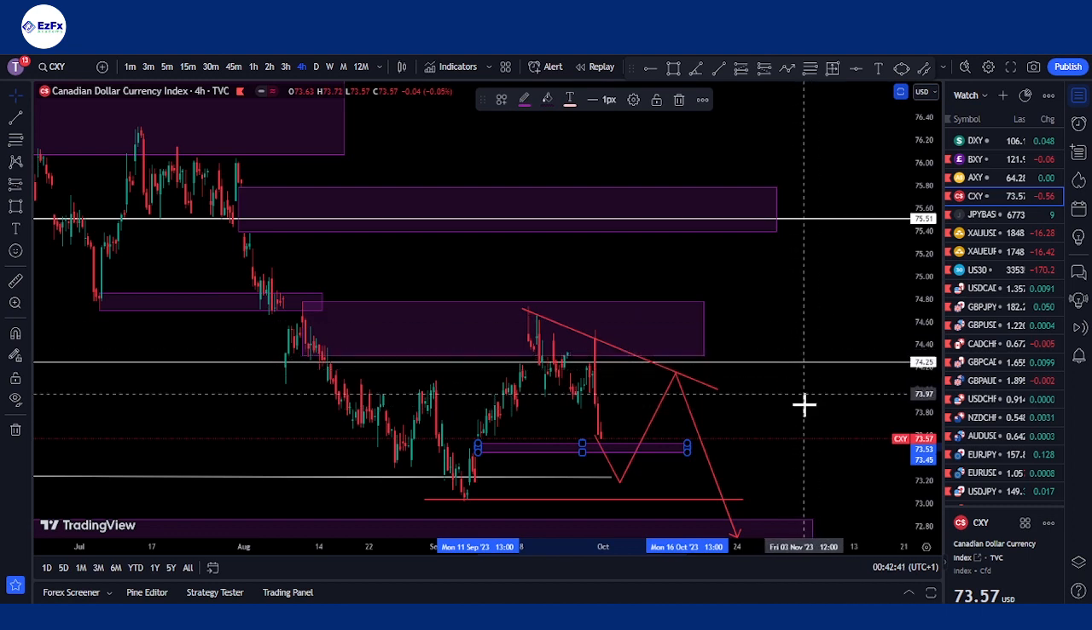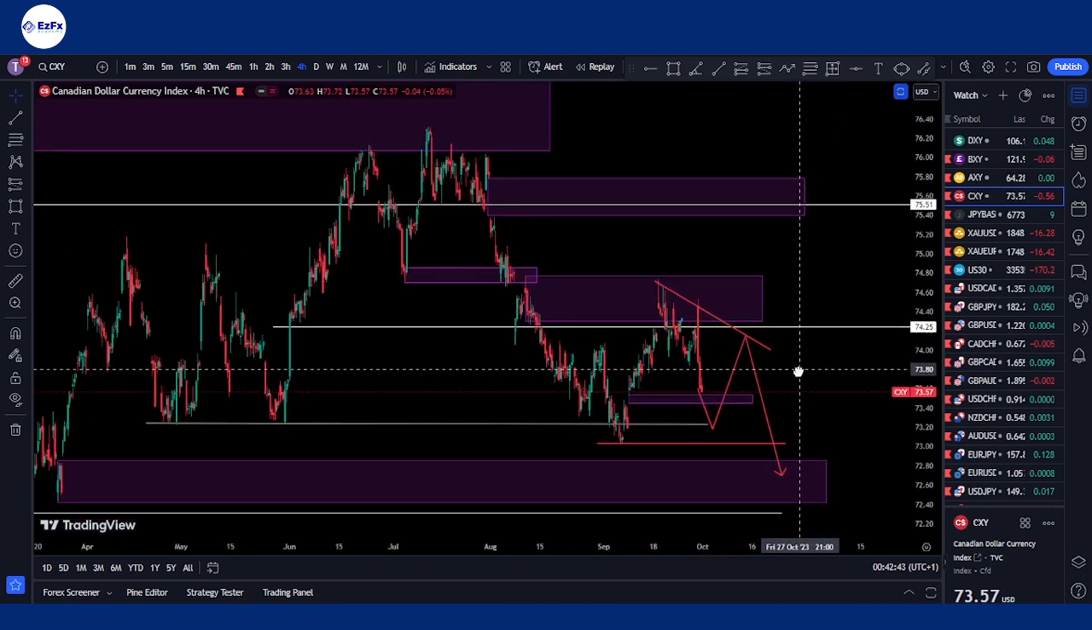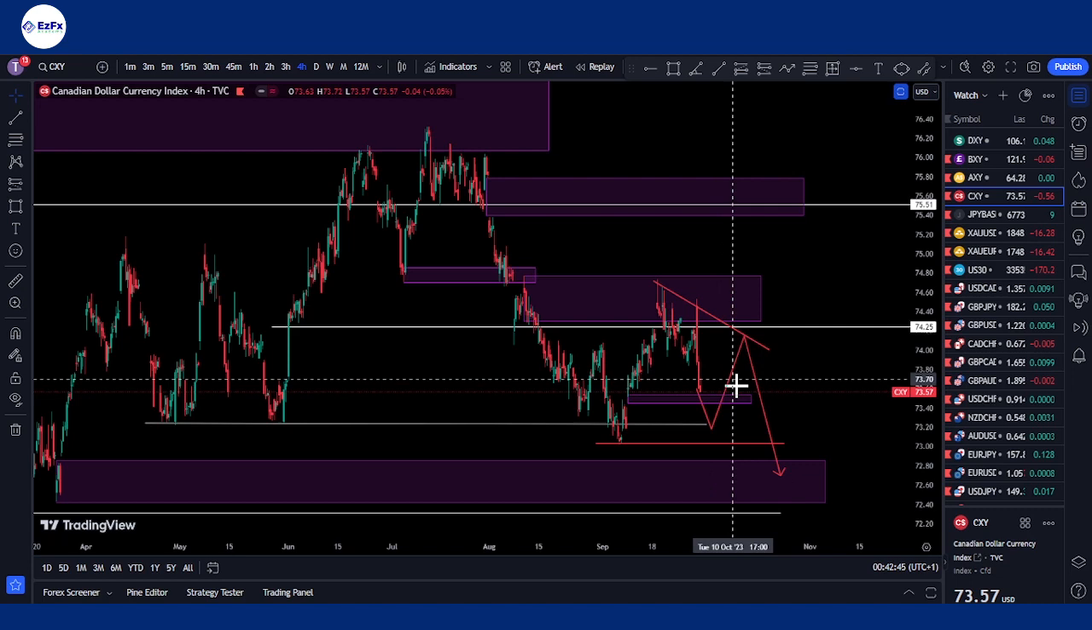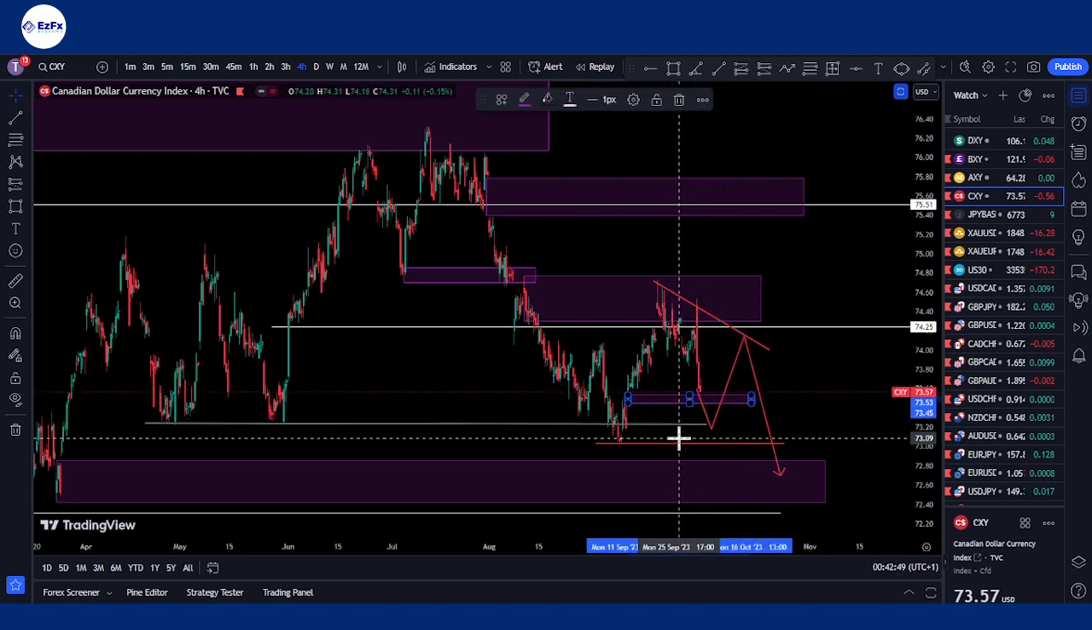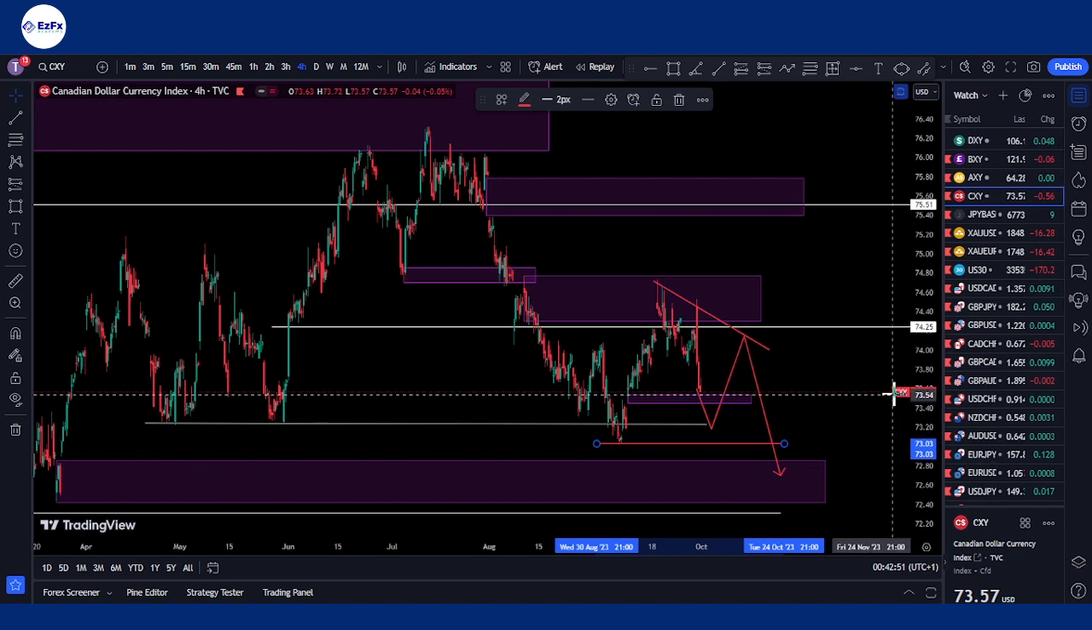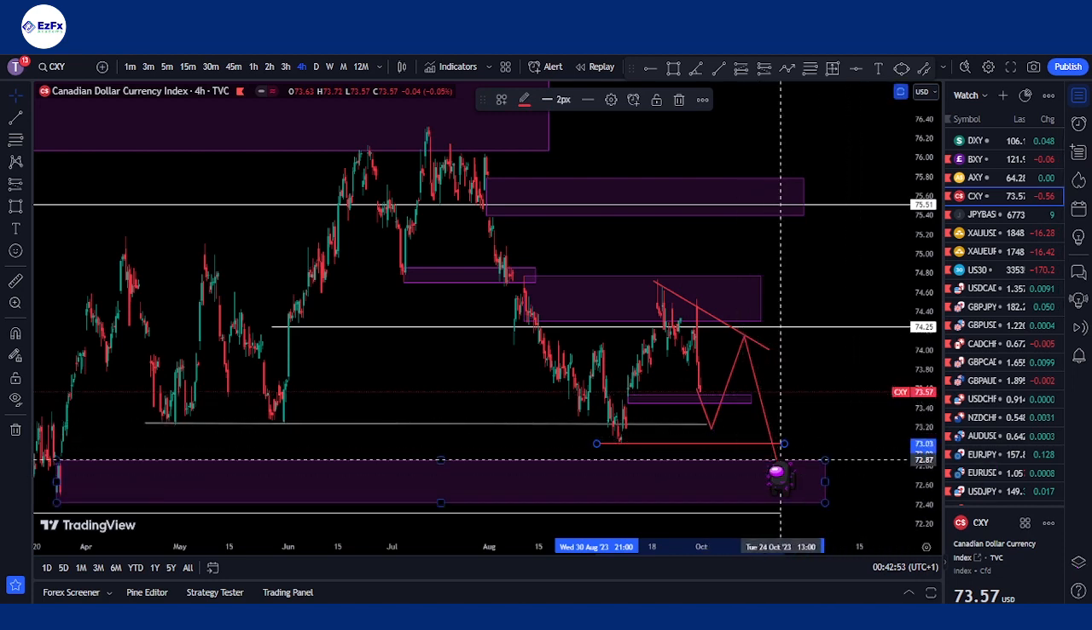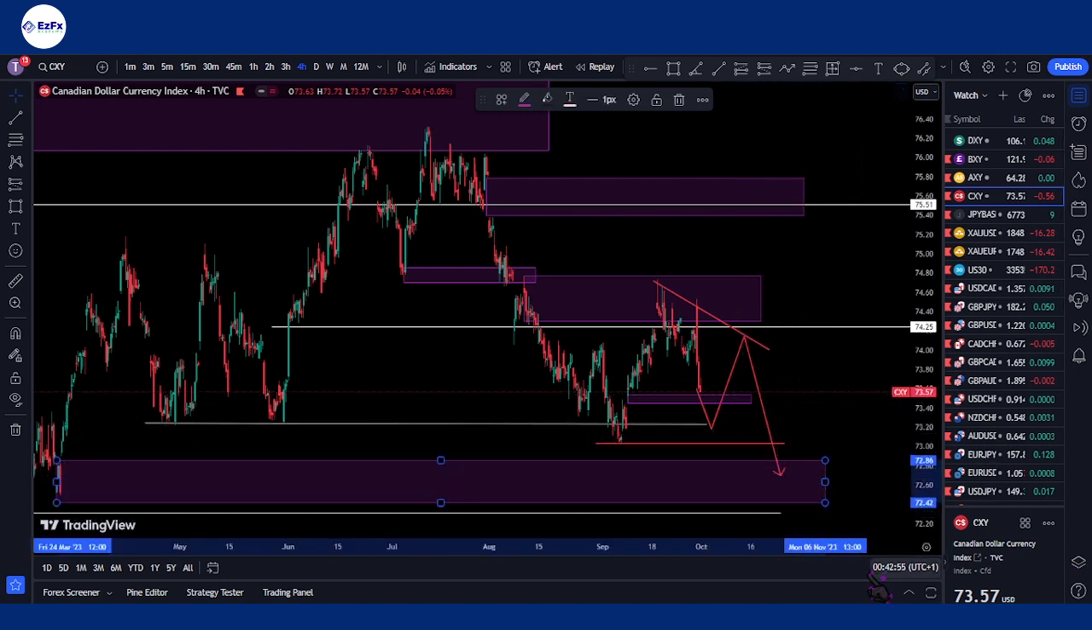If we do not get something like that necessarily, then very much so we should just be expecting CXY to break below this zone here, to break below this low, which is around 73.03, and then just continue towards the downside into the zone that we marked out earlier. The previous zone is between 72.86 and 72.42.